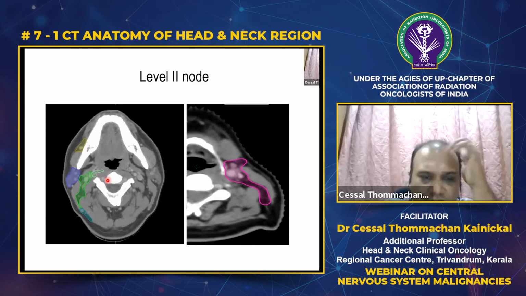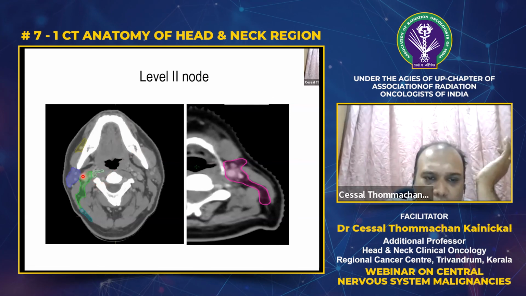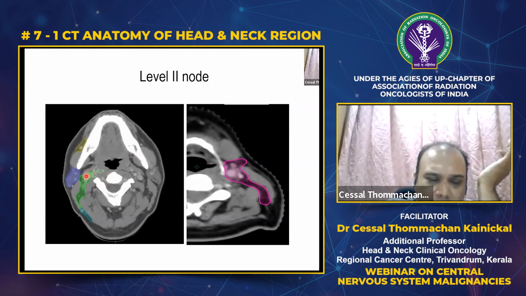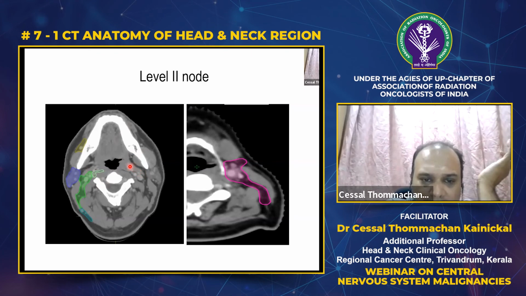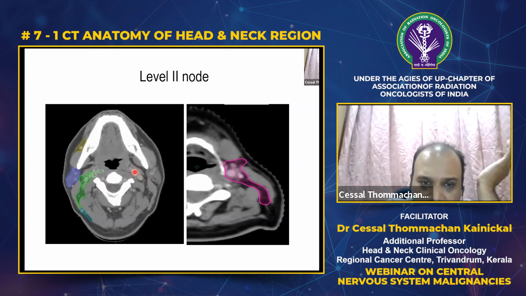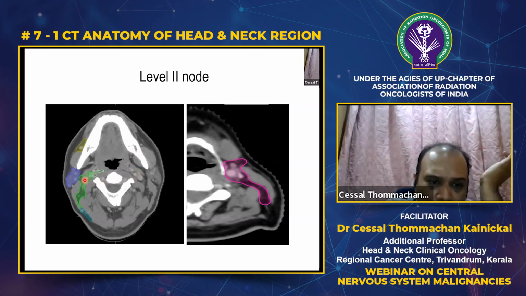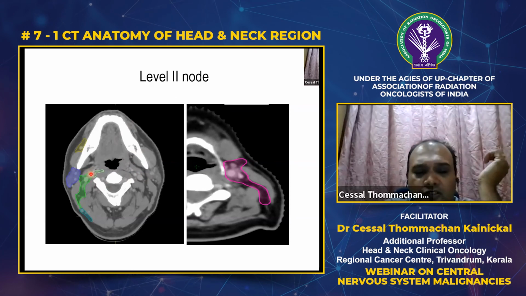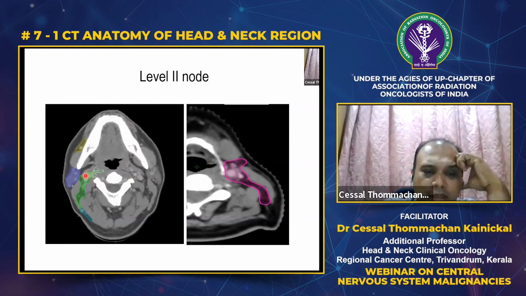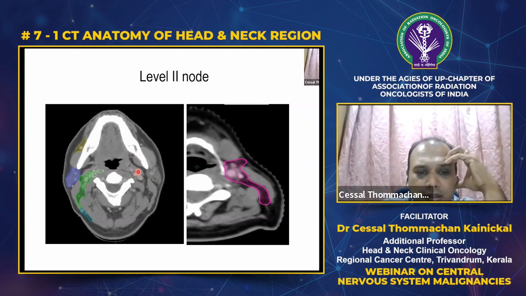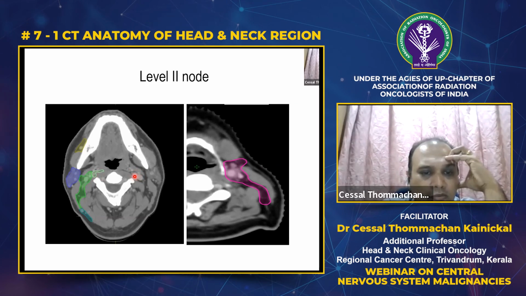Okay, now coming to the level 2 lymph node. Superiorly, the anterior edge is formed by the posterior belly of the digastric. So this is the posterior belly of the digastric. And also the lateral boundary is formed by different structures. One is the medial edge of the posterior belly of the digastric. This forms the lateral boundary of the level 2 lymph node along the internal carotid artery and the jugular vein.